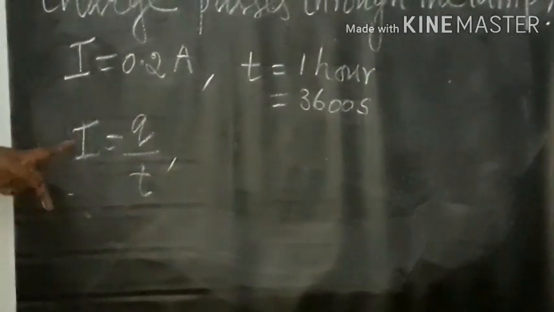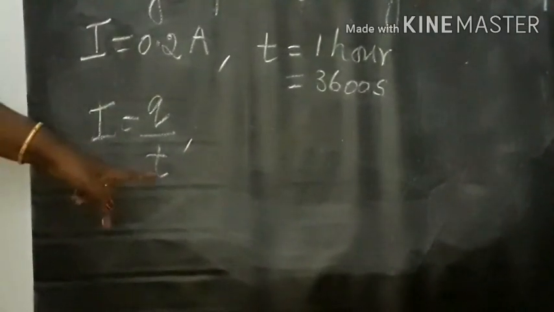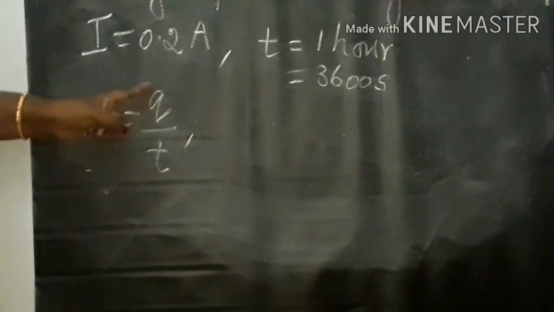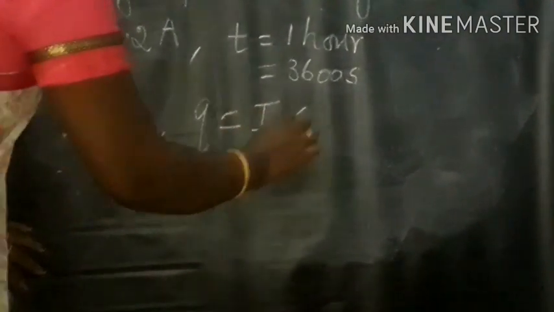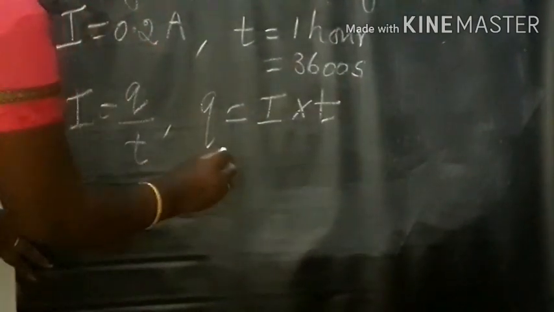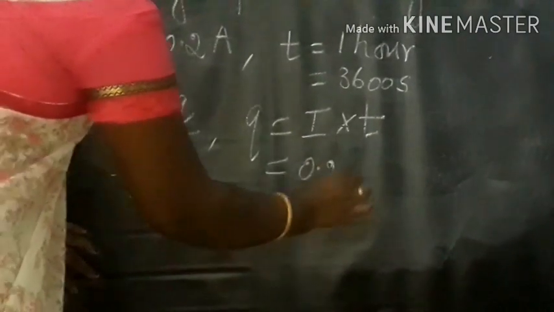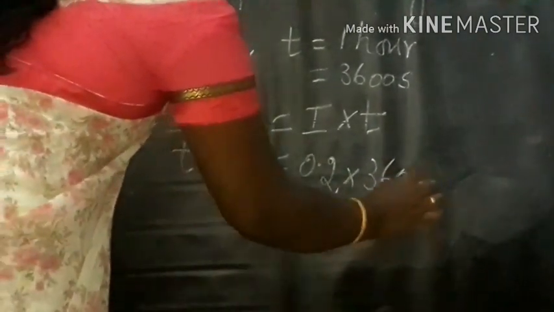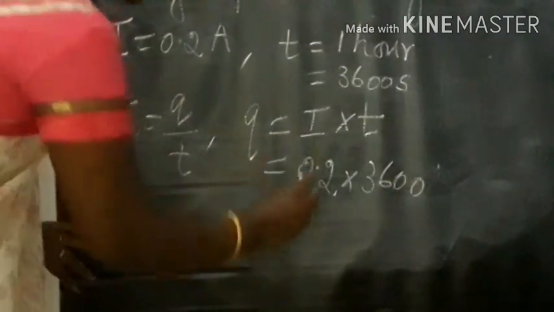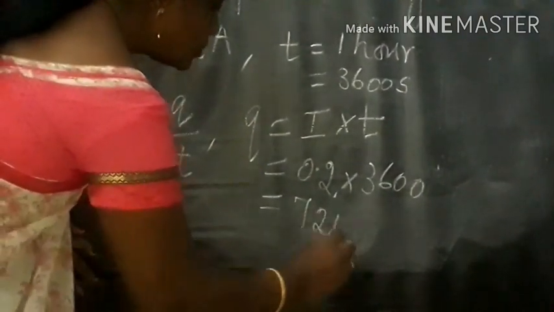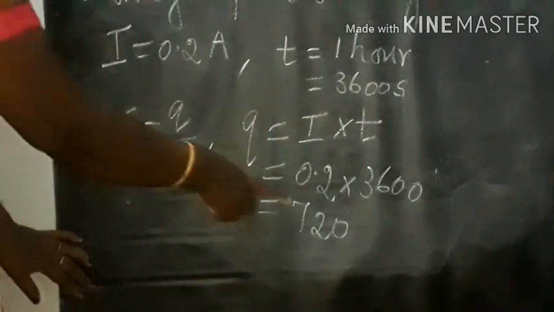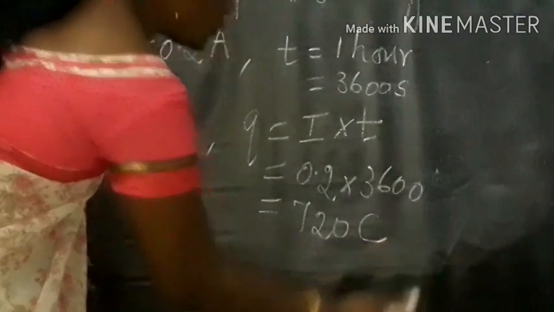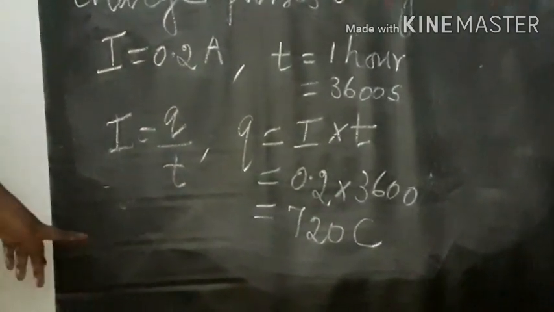But in our question the current I is given, and also time T is given. You are asked to calculate the charge Q. So the formula becomes Q is equal to I into T. So this is equal to, what is the current I? 0.2 into 3600. So this is equal to 720. Now what is the unit here? You are calculating the charge, isn't it? So the unit here is coulomb. So the answer is 720 coulomb.